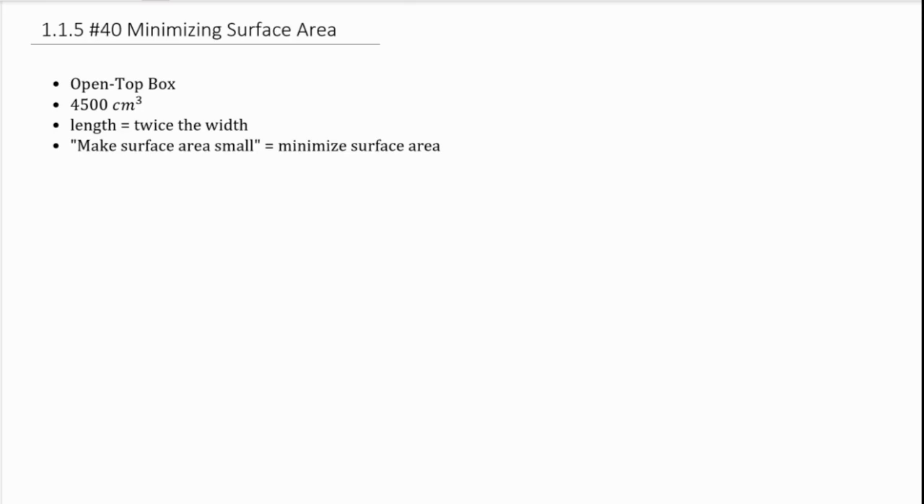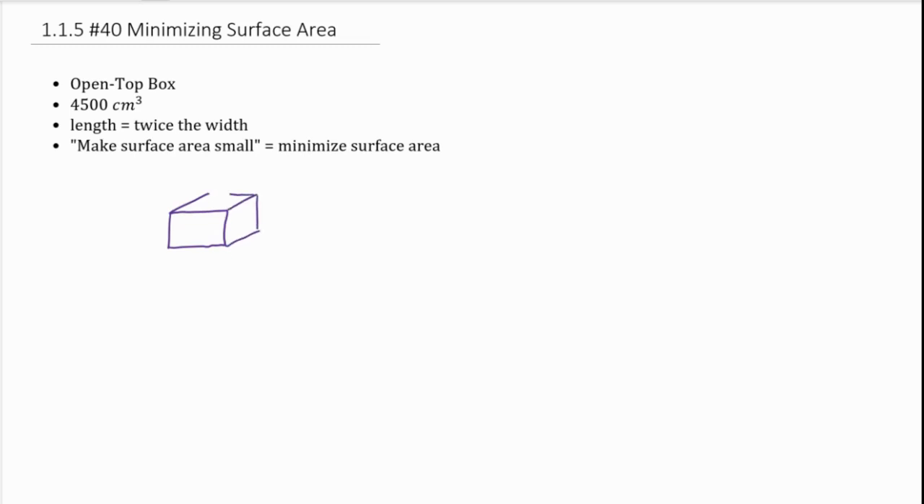All right, so let's go over this word problem setup, and then we're just going to use a graphing calculator to solve this. So we are given some information here. We have an open top box. So I'm going to go ahead. You should always draw a picture if it makes sense to draw a picture.